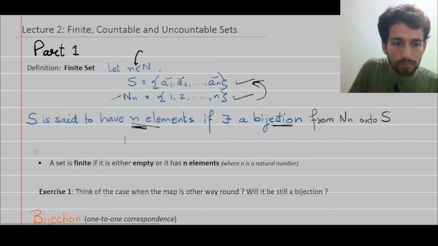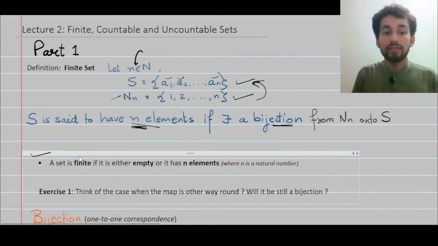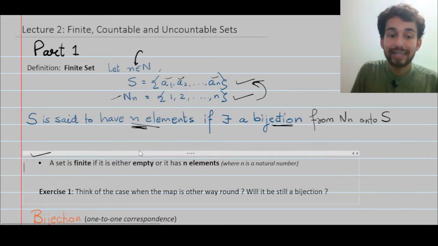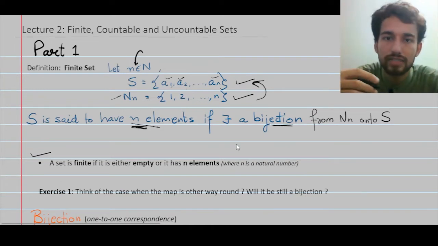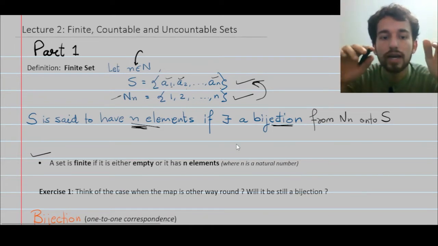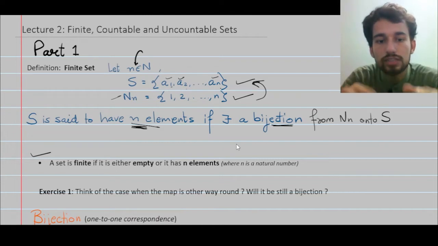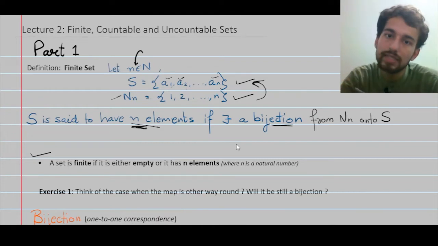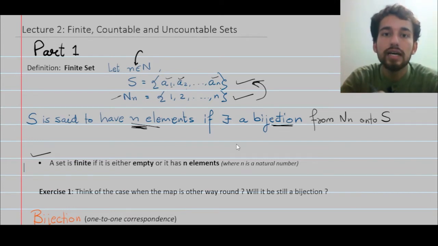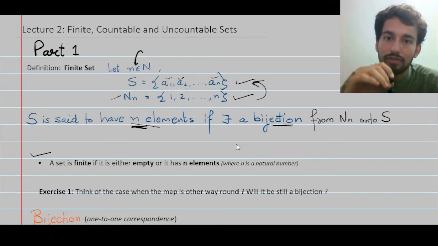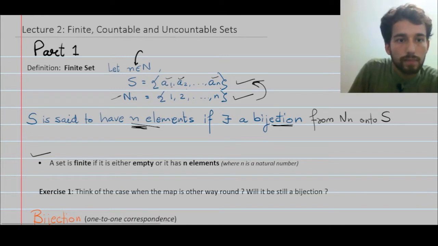Now this is the proper mathematical definition of a finite set. A set is said to be finite if it is either empty or it has n elements, where n is some fixed natural number. So if any set satisfies either of these properties, if it is either the empty set or it has exactly n elements, then in that particular case we say that set is finite. Okay, now let's move ahead into the lecture.